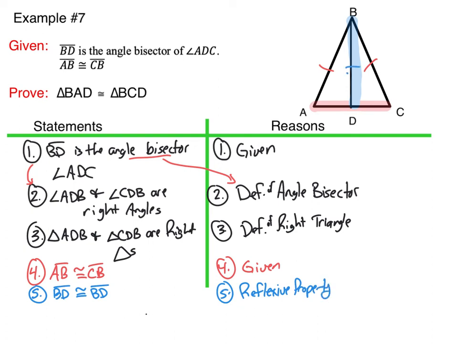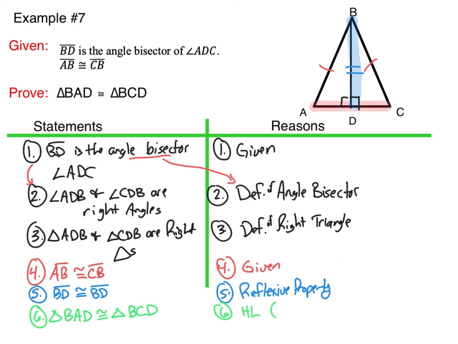So I can mark that congruent. I never marked my right angles there. And now I have a segment, I have a hypotenuse and a leg. So step 6, I can say triangle BAD is congruent to triangle BCD. And on step 6, that reason is HL.